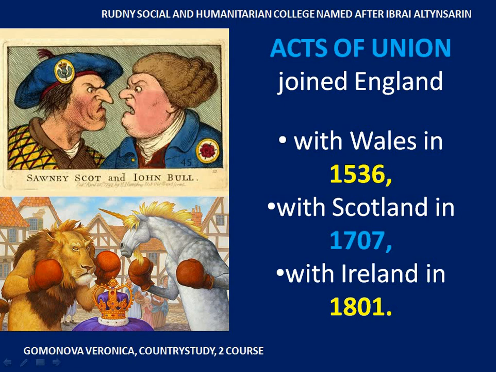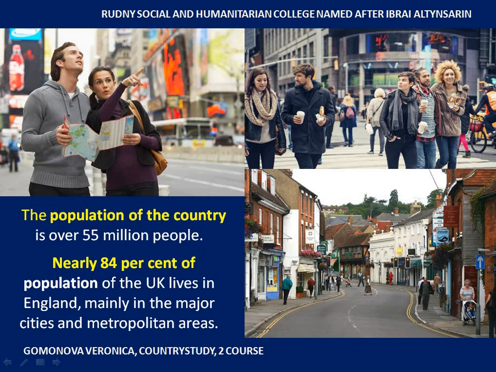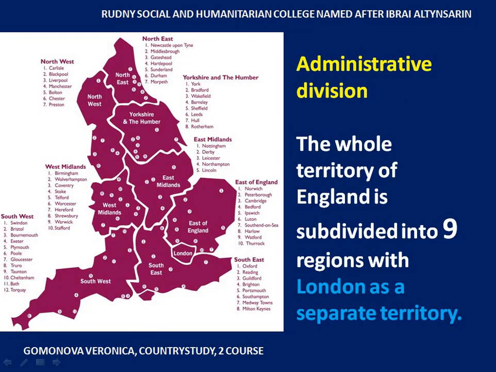The population of the country is about 55 million people, and nearly 84% of the population of the UK lives in England, mainly in the major cities and metropolitan areas. The whole territory of England is subdivided into 9 regions, with London as a separate territory.